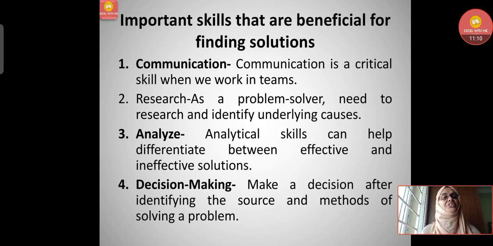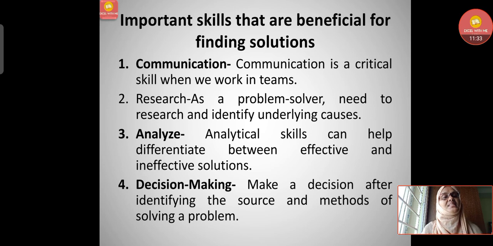Then research. That means as a problem solver, need to research and identify underlying causes. What are the causes of this problem? We have to first find out before understanding anything else, how to solve the problem and all. We have to, as a problem solver, research what are the causes of this problem.